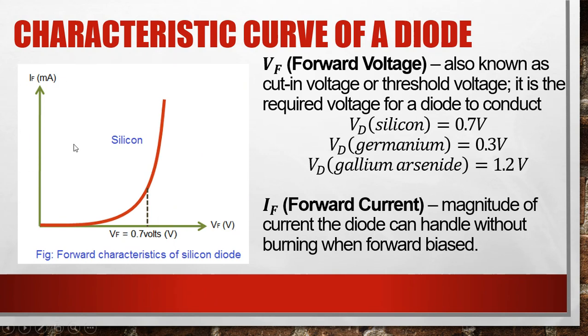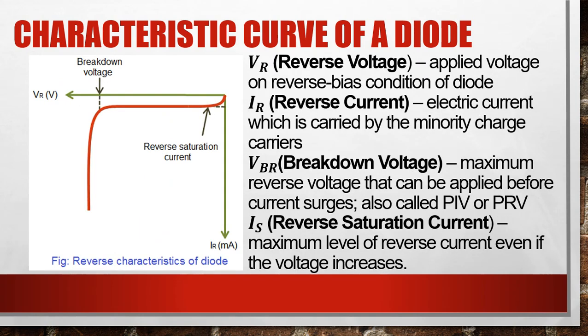At y-axis, you will see forward current. It is the magnitude of the current the diode can handle without burning when forward bias. This one is the characteristic curve of a diode during reverse bias condition. At x-axis, you will see reverse voltage, and this is the applied voltage during reverse bias condition. At y-axis, you will see reverse current, the electric current which is carried by the minority charge carrier.